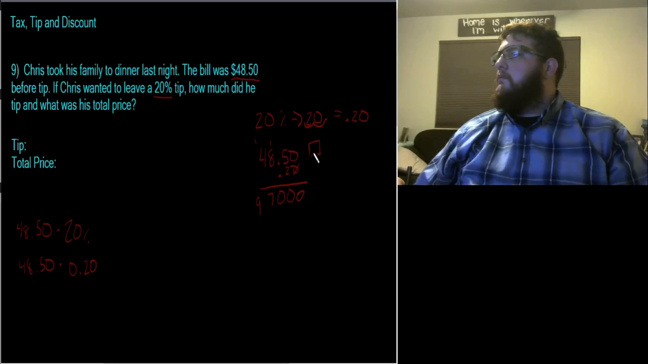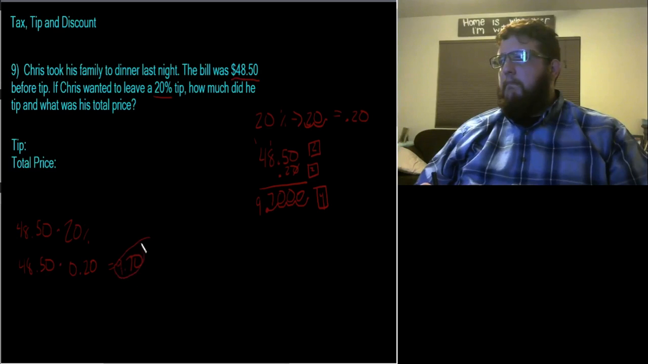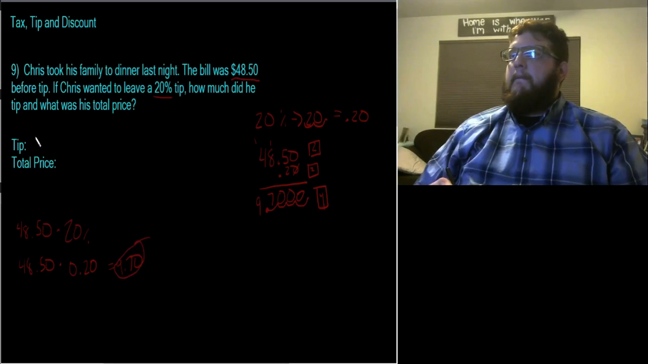Now I need to count the number of decimal places. I've got 2 in each number, which means that my decimal will need to move a total of 4 times to the left. So I'm left with 9.7, or 9.70, $9.70. So that's the number for my tip. My tip was $9.70.